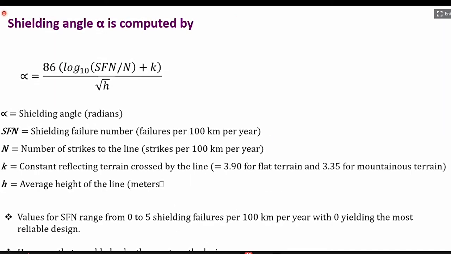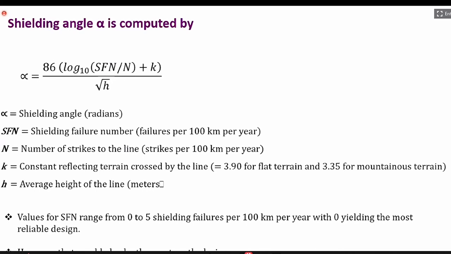And with that calculation, you calculate capital N, which is the number of strikes to the line. Then by this equation, you can calculate the angle of protection that you have to adopt. And here you see that there are two new parameters, the SFN and K. N is calculated earlier. We have seen that H, simple H, also the equation is there to calculate.